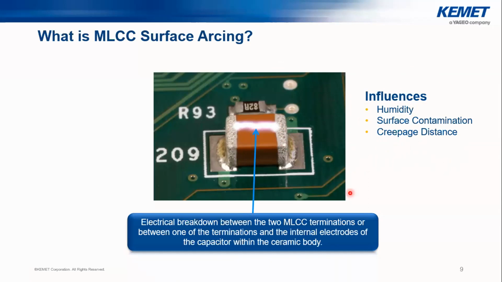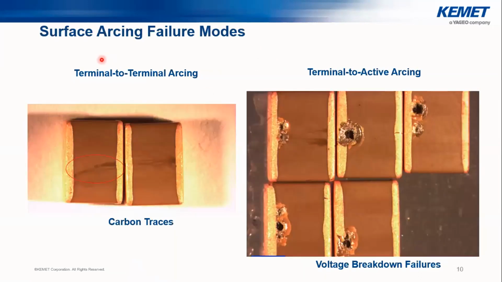Surface arcing is an electrical breakdown that can happen between the two MLCC terminations, or between the termination and the internal electrode of the ceramic body. If we look at the surface arcing failure modes, as you can see here, we can see the carbon traces of this type of arcing happening between the two electrodes. In voltage breakdown failures, we can have arcing from the terminal to the first internal layer of the MLCC.